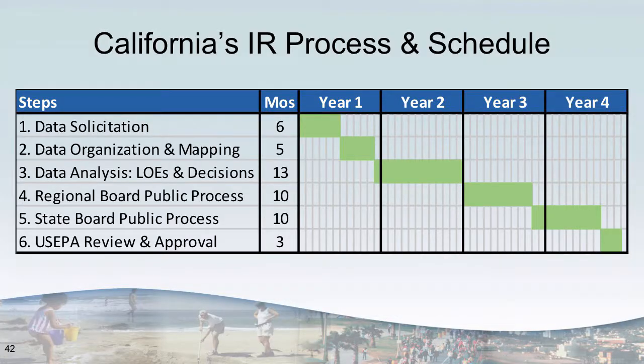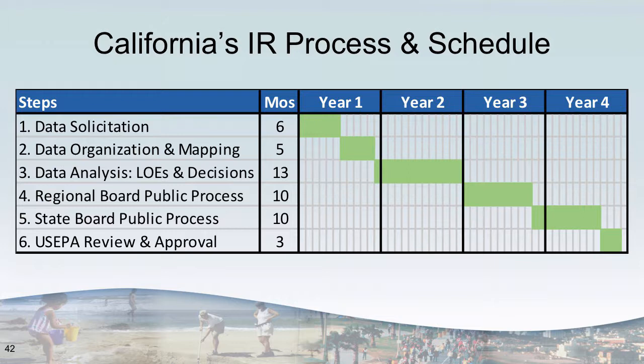So how long does it take? How long does it really take us to do this? It takes us about 4 years is what we've been finding. From the point at which we put out a notice requesting data to be submitted for our consideration to the point at which EPA approves, it's about a 4-year period of time.